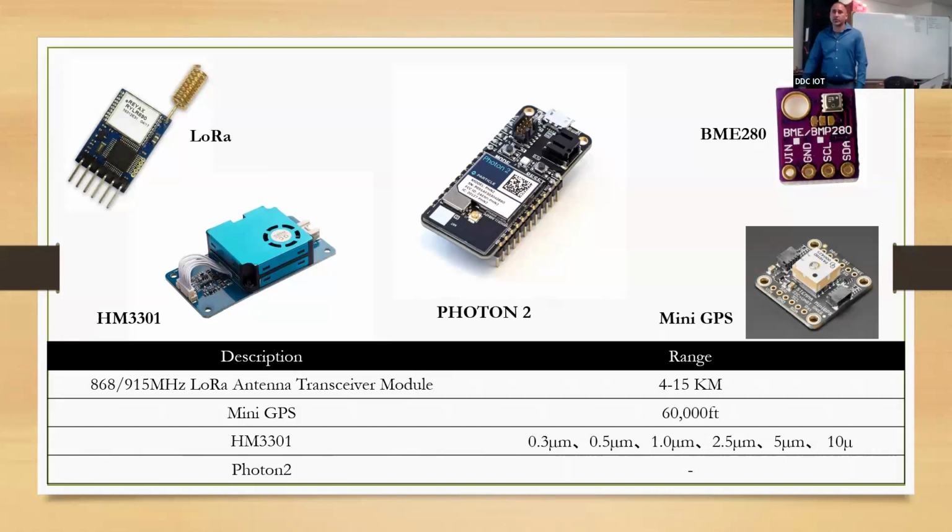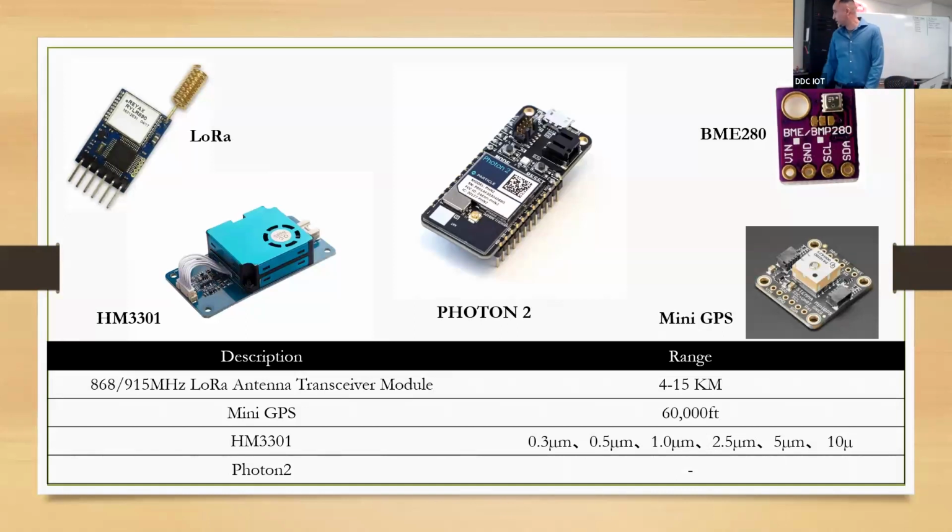The BME280, which measures temperature, pressure, and humidity. And also a mini GPS. I wanted to put that in there because I needed to know, where am I getting these samples from? What is my actual latitude? What is my actual longitude? And what is my actual altitude from which that was derived?